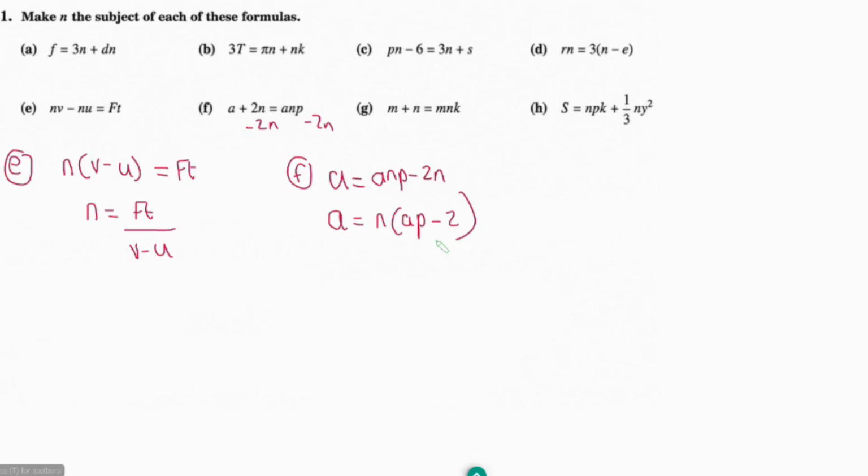Now, the alternative you might have here is minus A over 2 minus AP is equal to N. You can have either of those answers. G. So let's take an N from both sides.